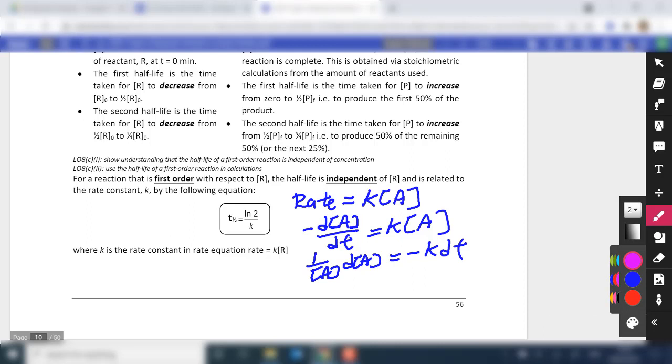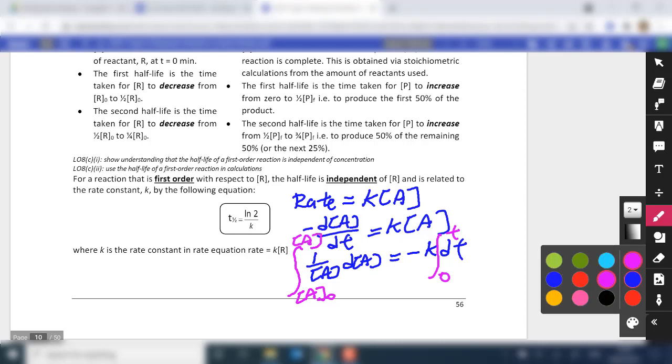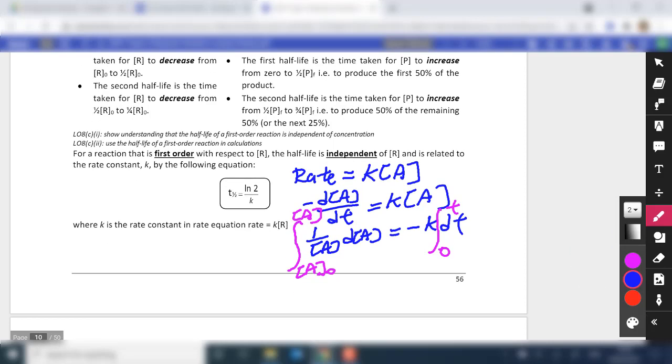Then I'm going to integrate on both sides, from time equals 0 to time equals t. At time equals 0, the concentration of A is A naught. At time equals t, the concentration of A is just A. If you integrate 1 over A, you should know that you get ln A, with the range from A naught to A. And over here, I'm going to get minus kt, with the range from 0 to t.